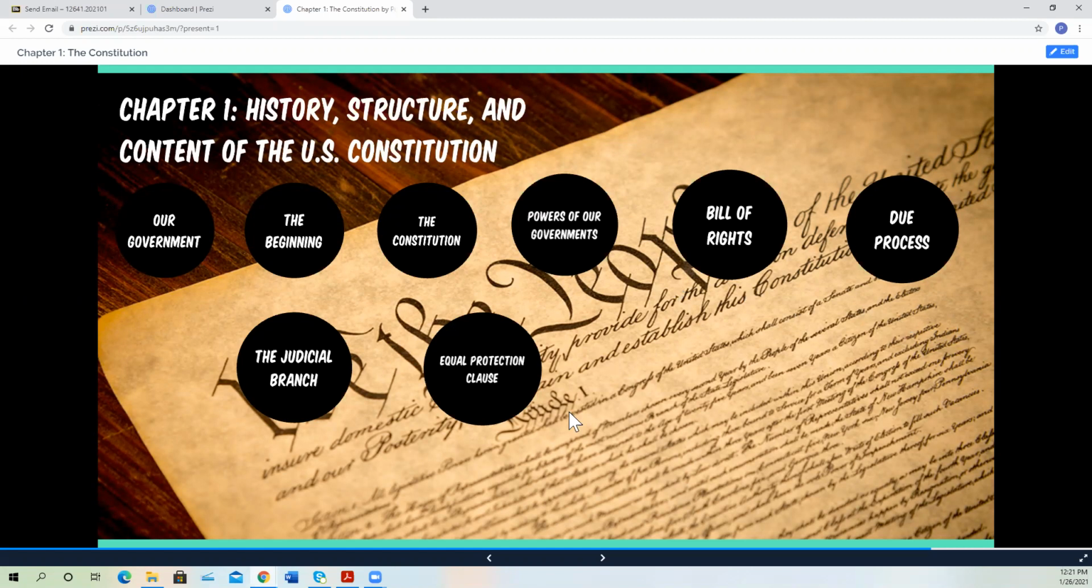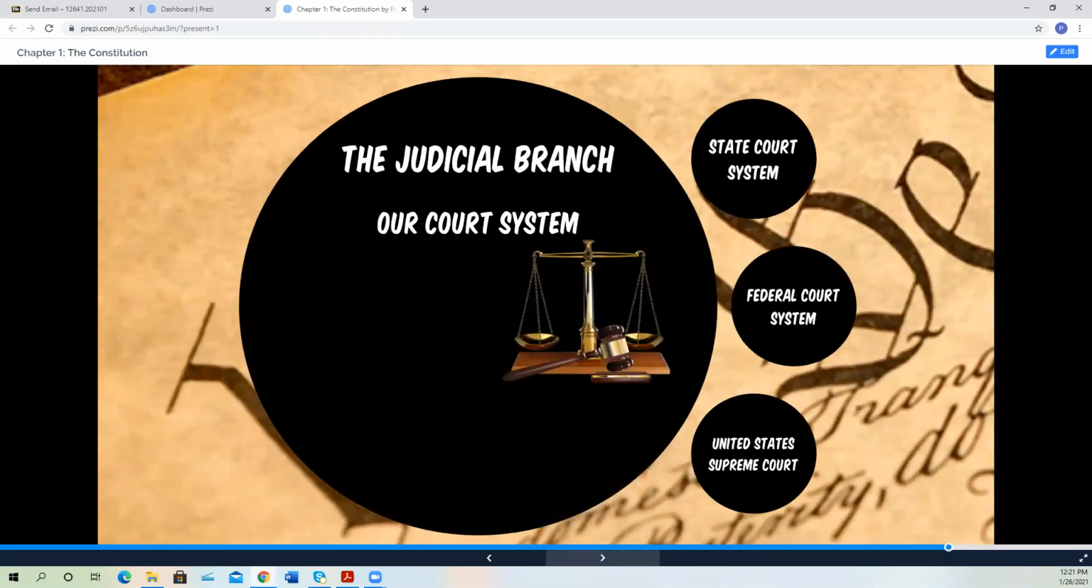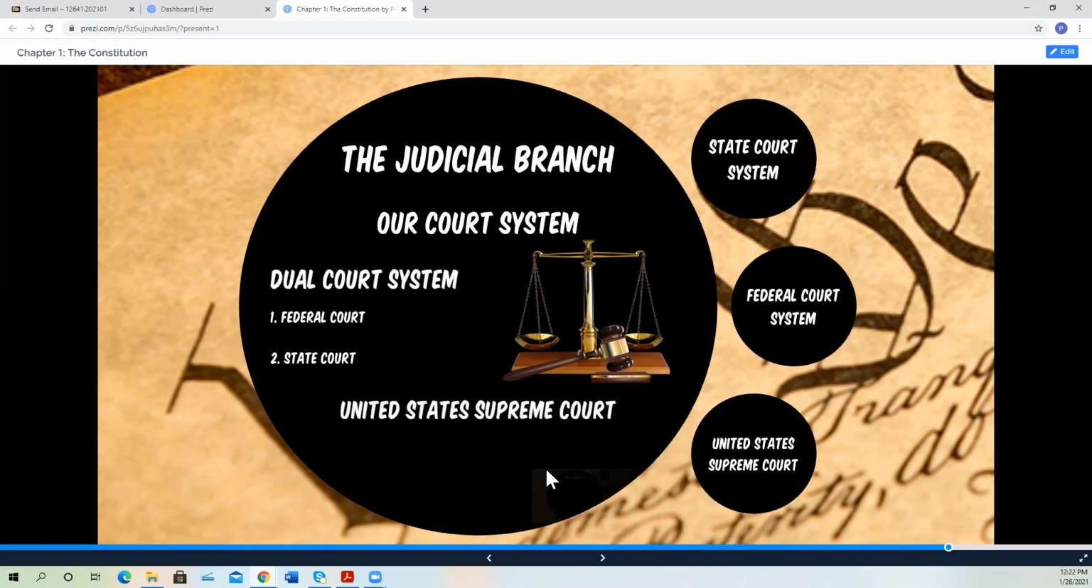And the last subject we're going to get into is the judicial branch. So we'll talk about that for a little bit. And just because we have a federalist, a dual government system, we have a dual court system that goes along with it. We have federal court and state court. So we have federal court to handle federal issues, and each state has their own court to handle state issues.